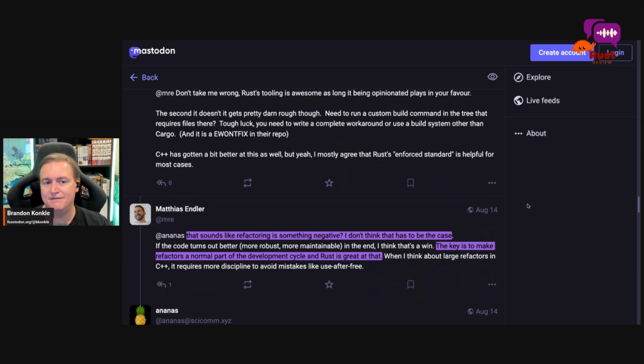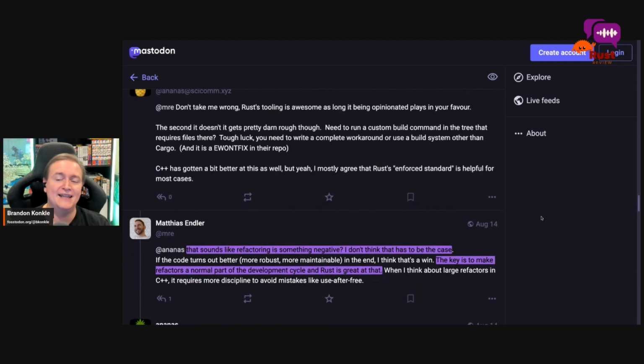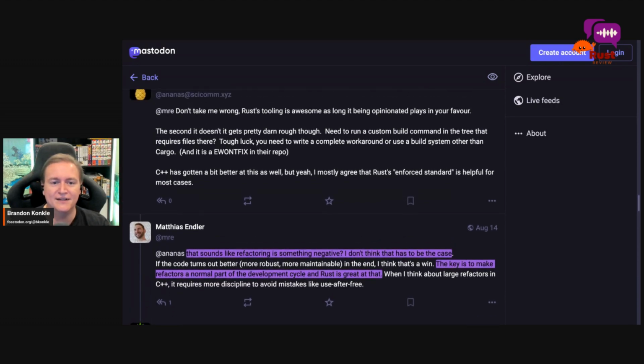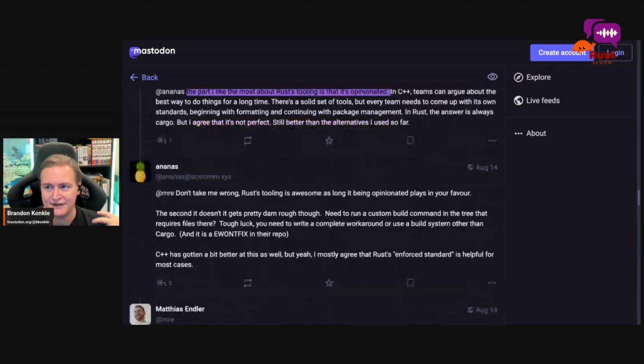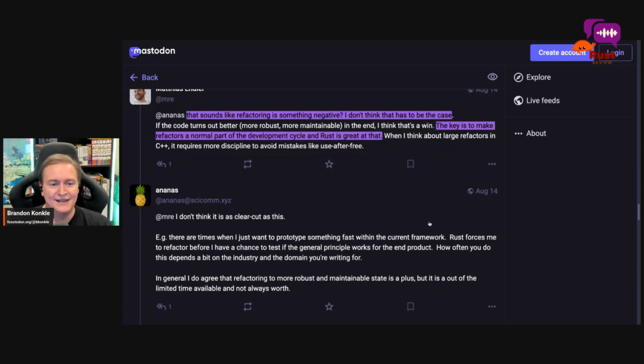And it may be more or less successful depending on your opinion, but I think that's how we should approach things in Rust too. Instead of building a bunch of different competing implementations, we should focus on the right way to do things. We should focus on opinionated solutions, and yeah. And Matthias also calls out that refactoring isn't necessarily a negative thing. The key is to make refactors a normal part of your development cycle. And he says Rust is really great about that.